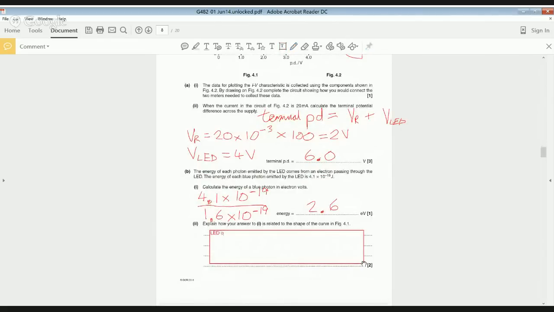So the LED only conducts above 2.6 volts. What this means is that an electron requires at least 2.6 volts, so that's the energy you'd give to each electron, 2.6 joules per coulomb, 2.6 volts, in order to release energy as a photon. Minimum energy required.